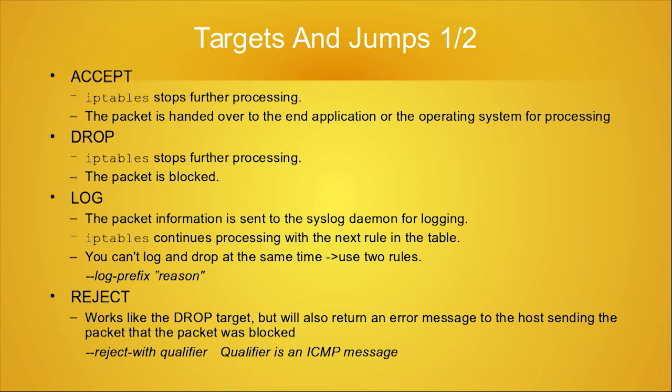And the third one is log. What it does is that it just logs, and the information about the packet is sent to the syslog daemon for logging. And IPTables continues processing with the next rule. So, it logs and then if the next rule is accept, it goes and accepts it. If the next rule is deny, it is just going to deny it, or reject or drop.